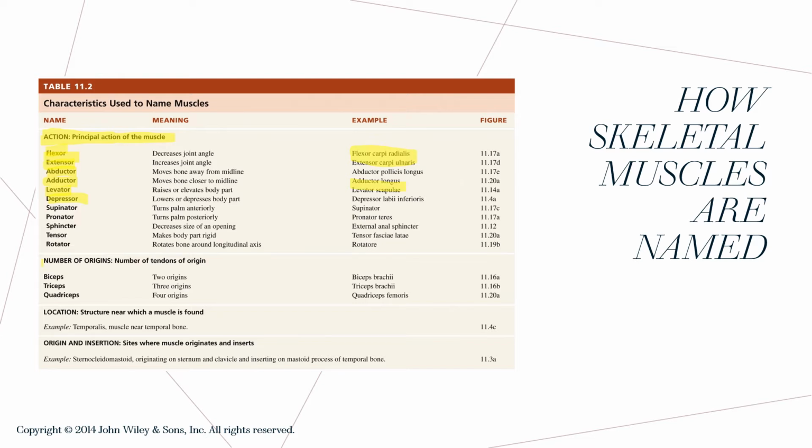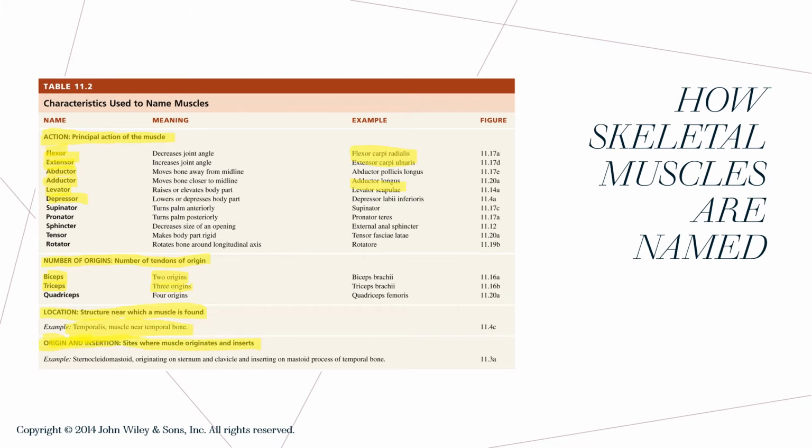We also have characteristics like the number of origins or the number of tendons of origin. So biceps is going to be 2 origins or bi. Triceps being 3 origins. We know these are like the biceps brachii and the triceps brachii. Also, location is going to be another large characteristic that we're going to name muscles from, like temporalis. This one is near the temporal bone, so some of the muscles are named according to the bones that they are near. Also, origin and insertion.